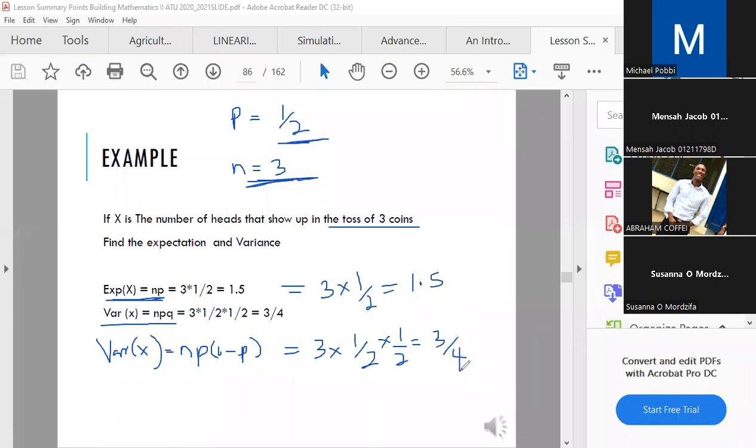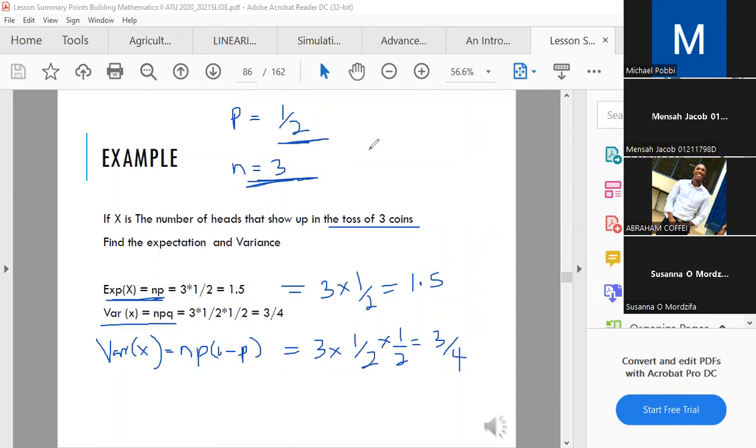Okay, so that is how we find the expectation and the variance for a binomial random experiment. Now, what if I asked, in this same experiment, the toss of 3 coins, I believe we did an experiment on the toss of 3 coins in class, we want to find the probability of observing, let's say, 1 head for now.